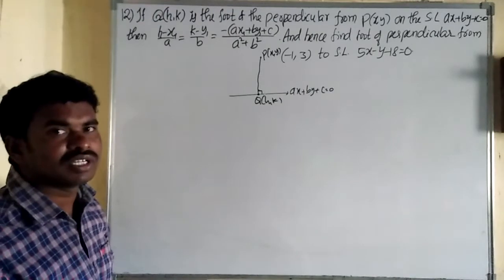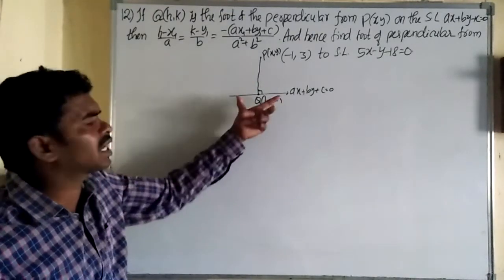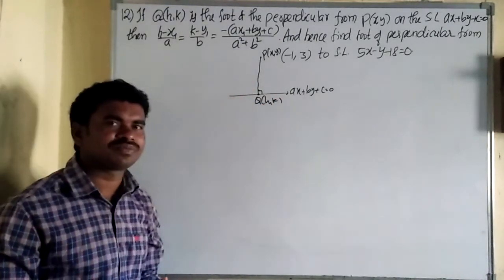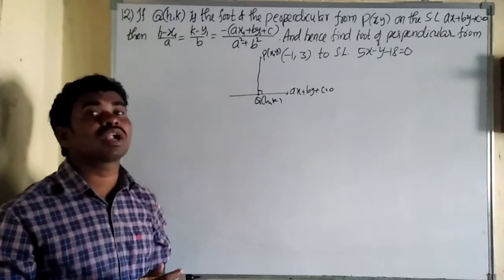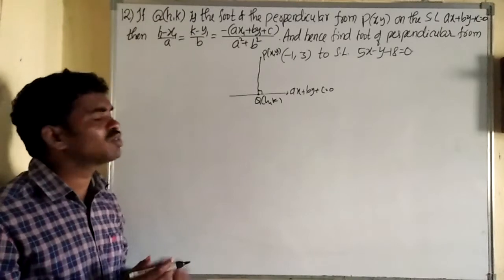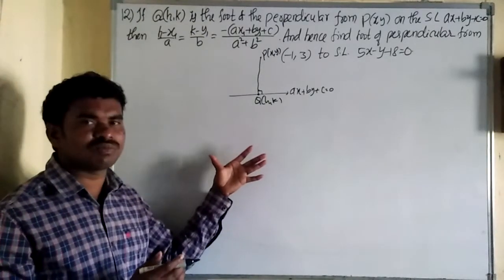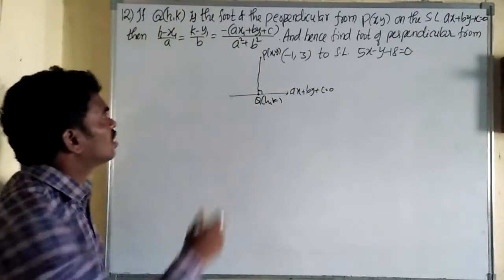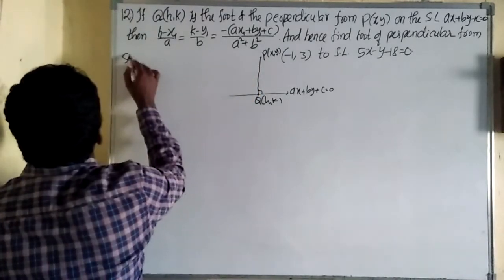Am I right? Yes. If two lines are perpendicular, then what is the condition? Yeah, very good. The product of the slopes is -1. Just by using the product of slopes equal to -1, we can complete the answer. Now, let us take the solution.